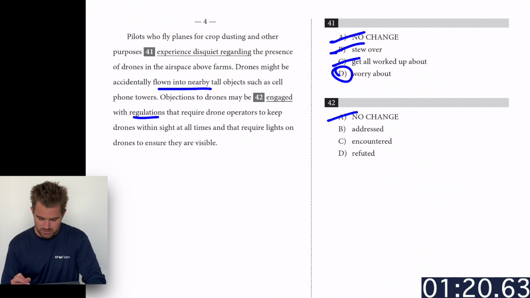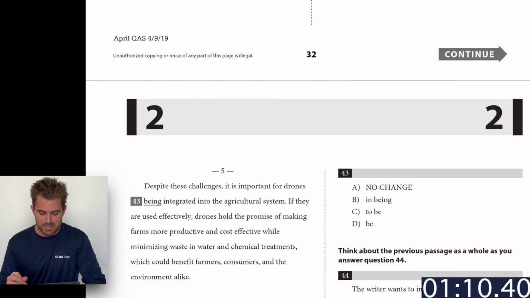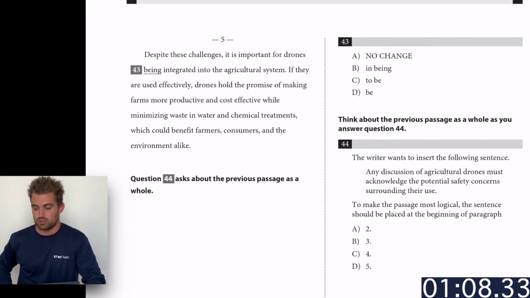No, not engaged. This is a vocab question. Addressed, maybe. Encountered with, no, not encountered with, refuted with, no. It's got to be addressed. How are they going to do it? They haven't done it yet. They haven't refuted anything yet, but they're going to address it in the future. You address something with regulations.